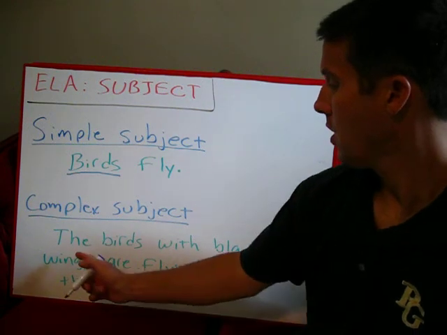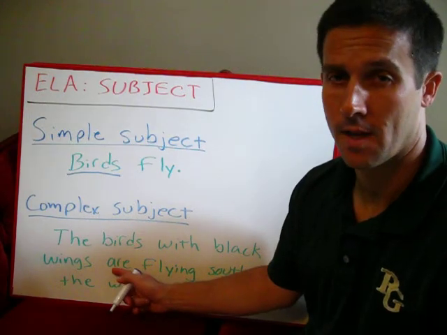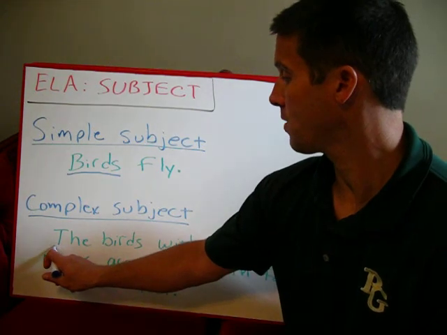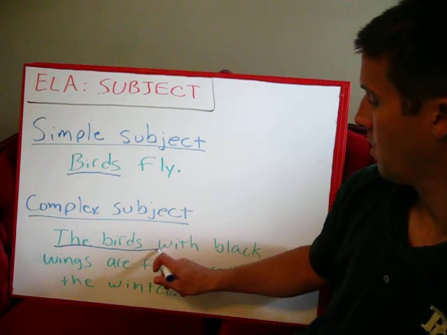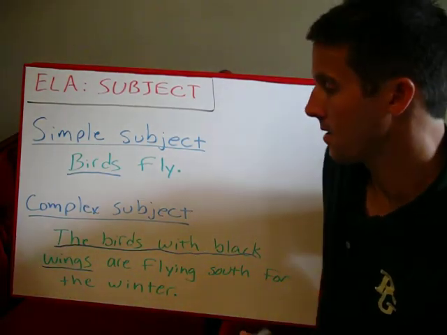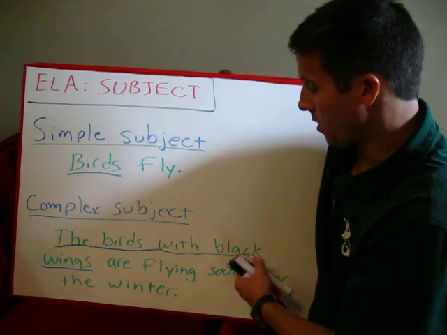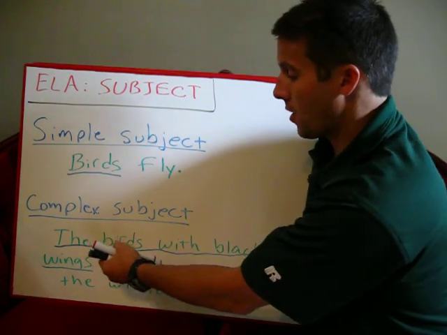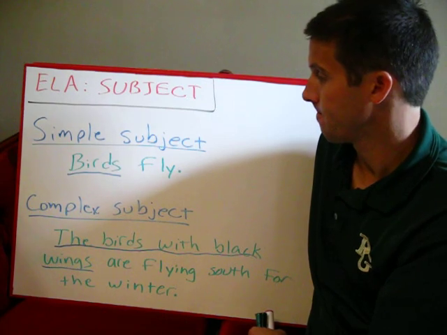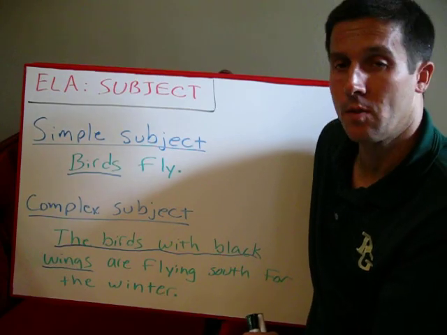But here we have a lot of words that lead up to the second part of a sentence called the predicate, which would be another video as well. So I'm going to underline the whole subject, which is the birds with black wings. That's the complete subject, or we can call it the complex subject. There's other words in there, yes, but they all talk about the birds, which is what the sentence is about. Okay? If you need to press pause to write that down, you can do that. If you want to write the examples, that'd be a great idea.